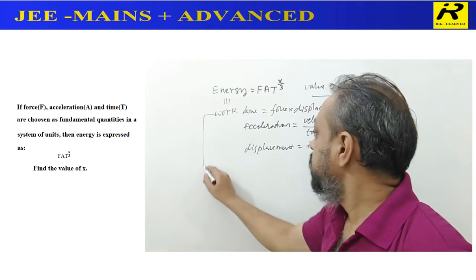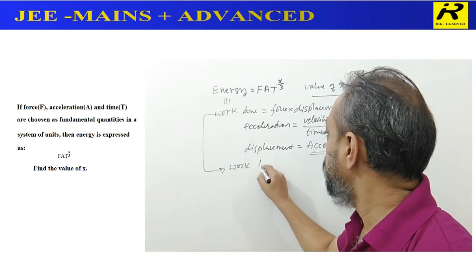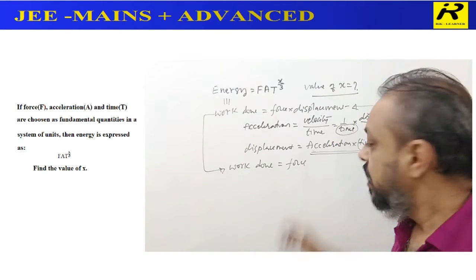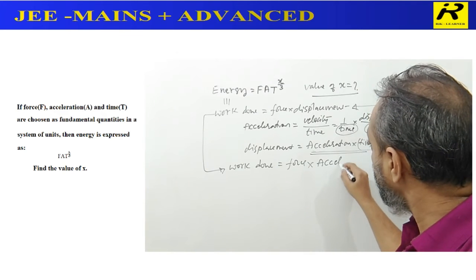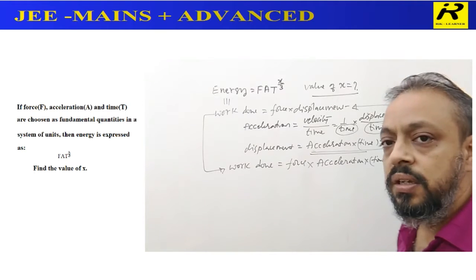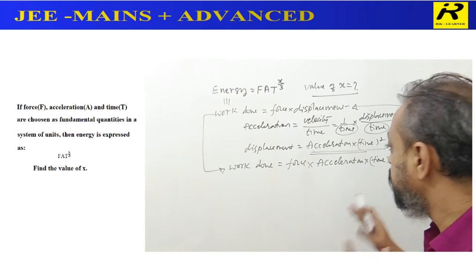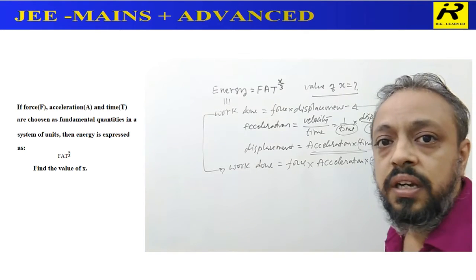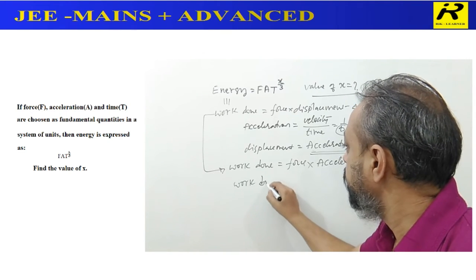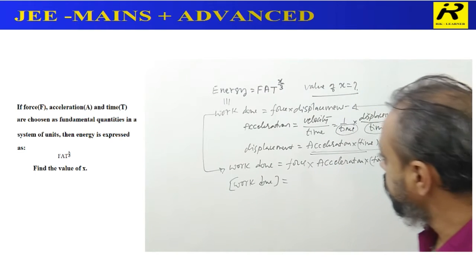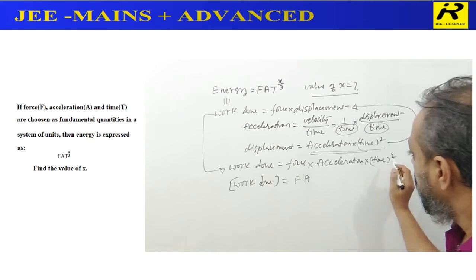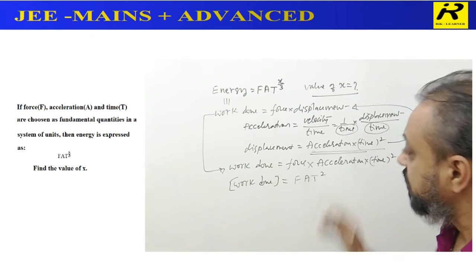So then what happens to this work done? Work done is equal to, I am keeping that force as it is, multiplied by displacement, which is acceleration multiplied by time square, right? So now I simply use all the notations as he used in saying the dimensions of energy. The dimensions of work done are equal to the dimensions of these things. The force is F, acceleration is A, and time is T, which should be squared as he said, right?